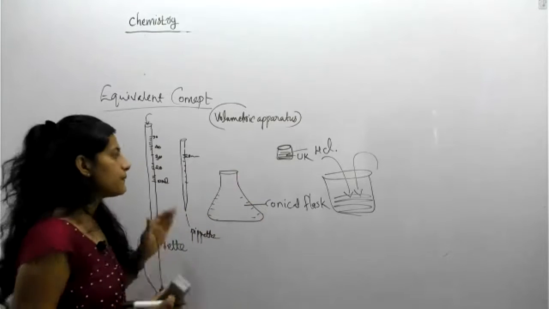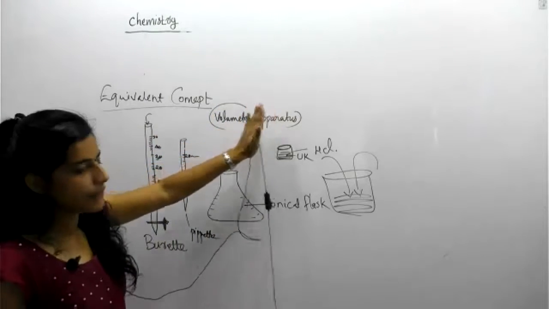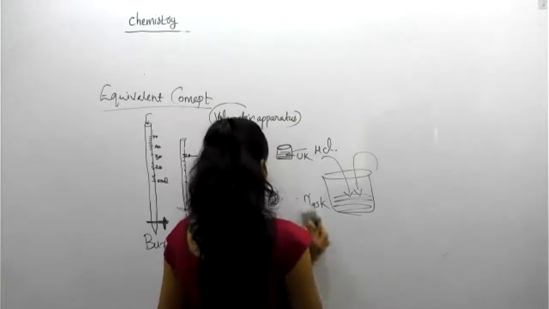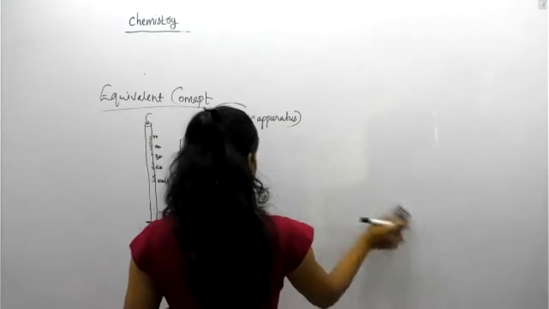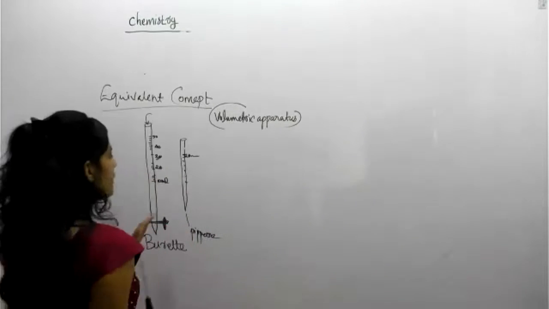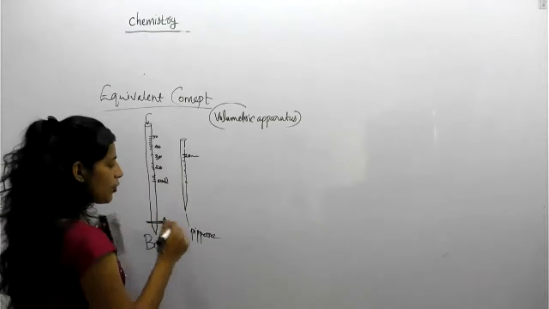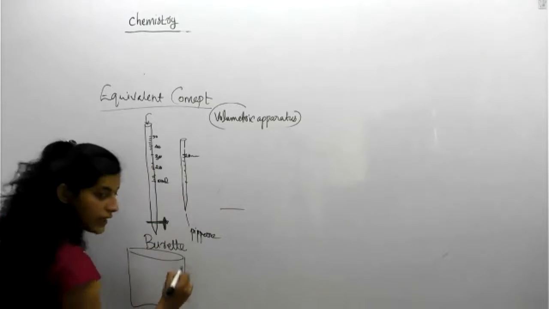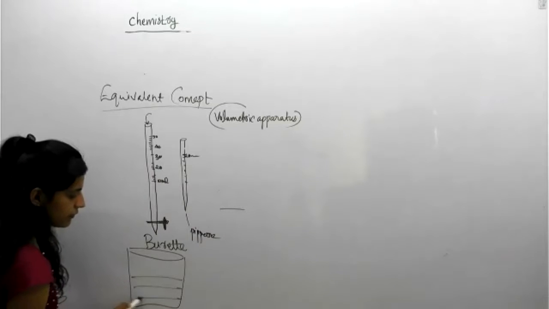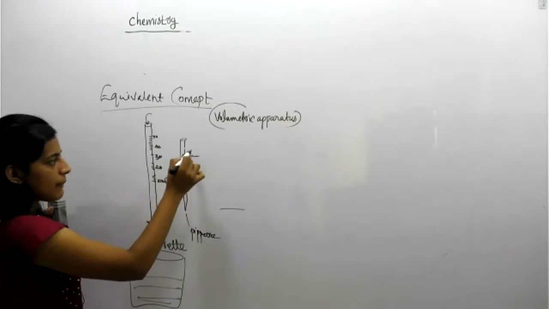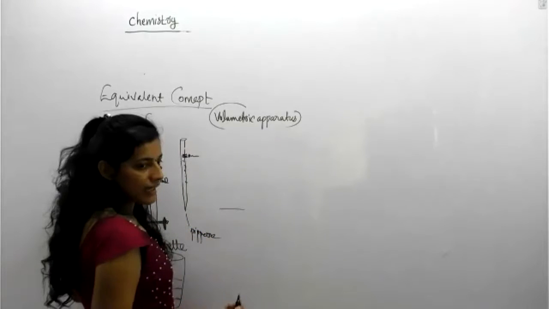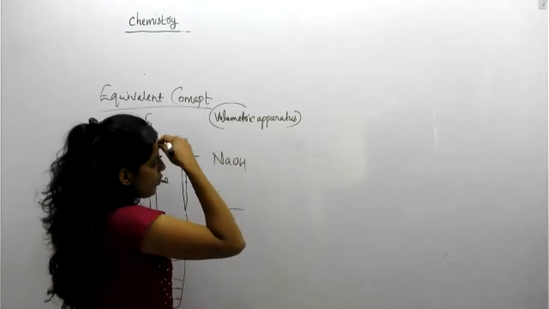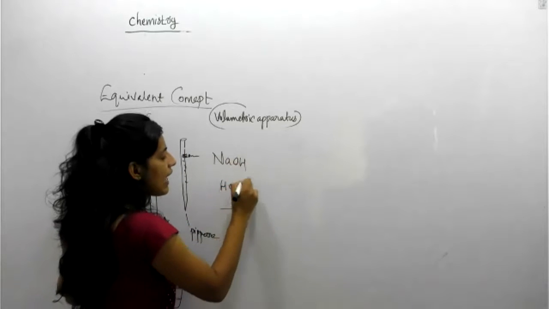So the volumetric titration is done with the help of this kind of famous apparatus. Next condition: with the help of the pipette, some amount of substance is sucked and then collected into this beaker. Suppose acid and alkali undergo titration. Suppose NaOH is the base and HCl is the acid.